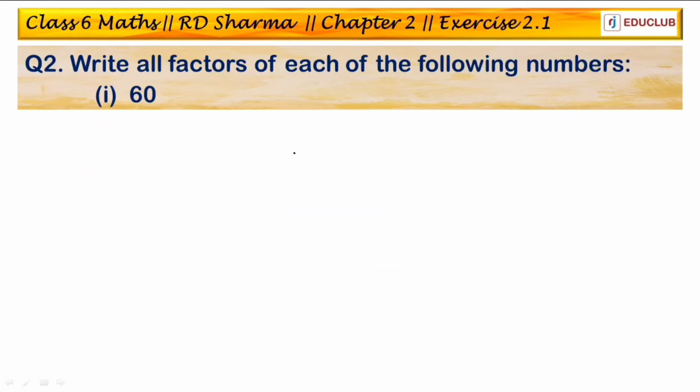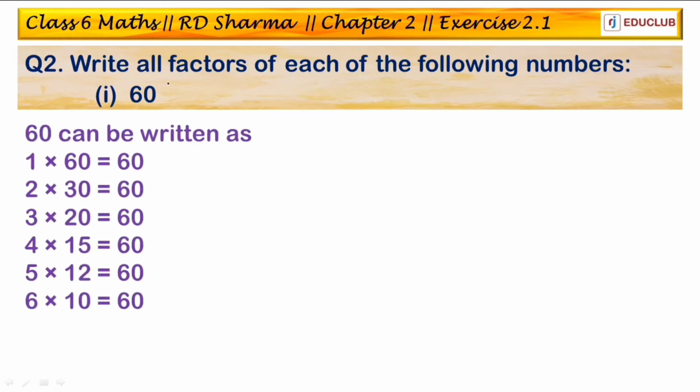Next is question number 2. Write all the factors of each of the following numbers. Okay, in numbers के हमें सारे factors लिखने हैं. First is 60. Okay, how to find the factors? We will find with which number we can multiply a number so that we can get 60.